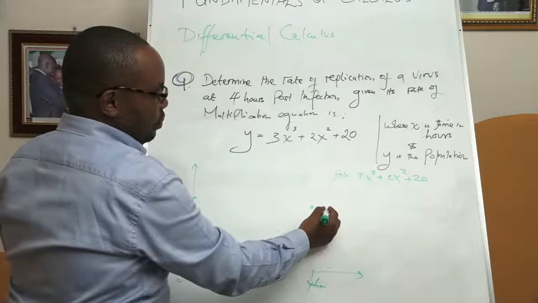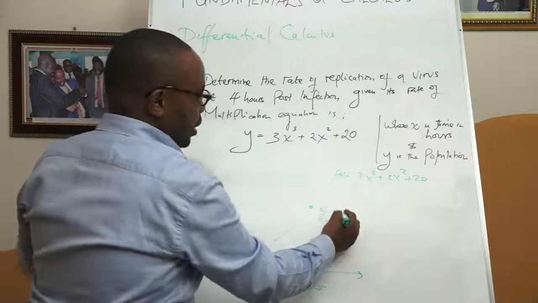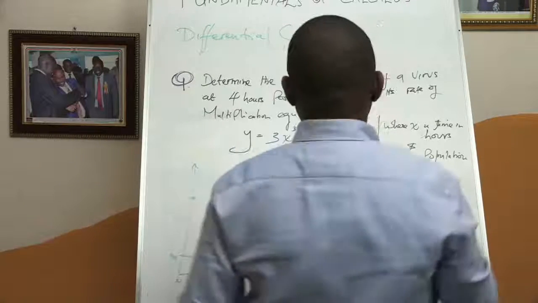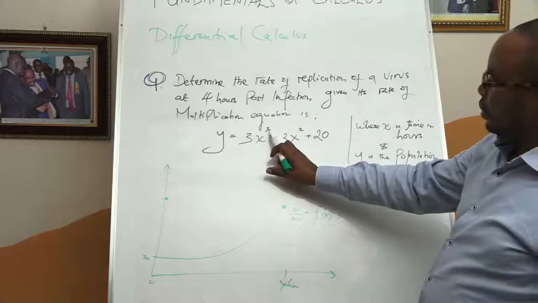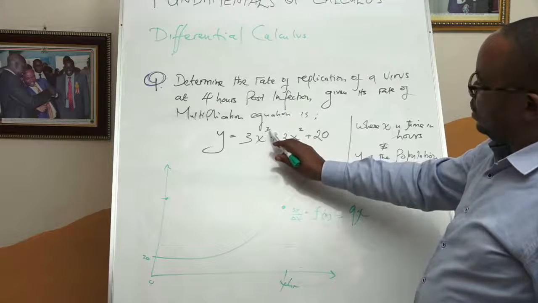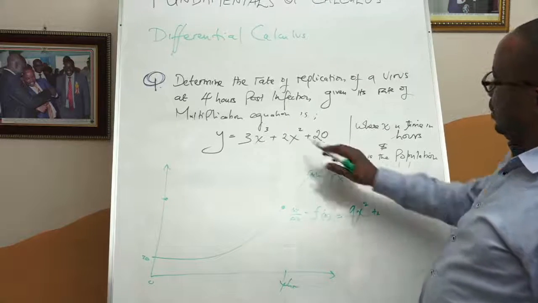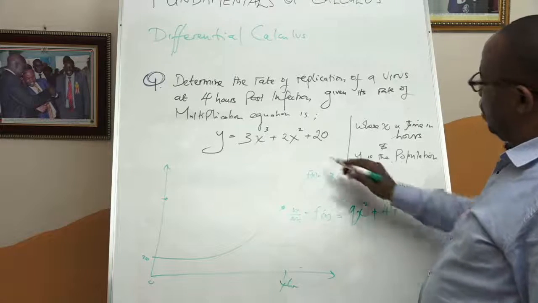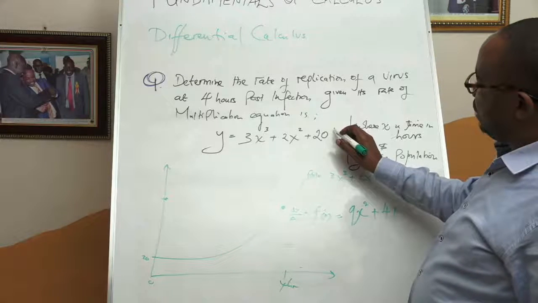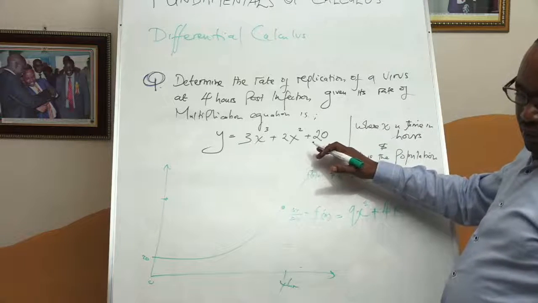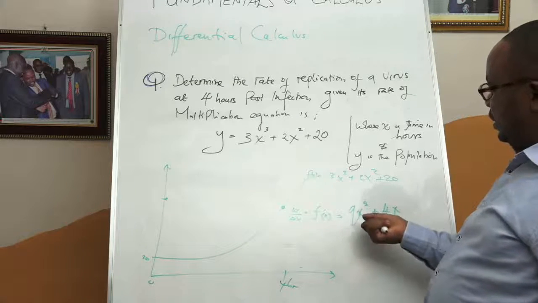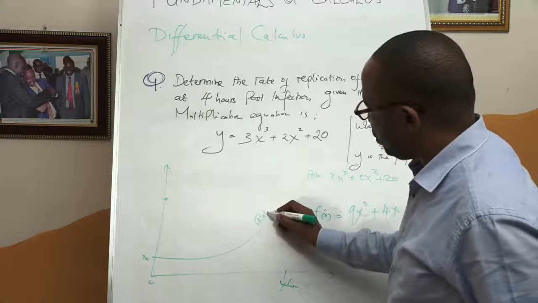The rate of growth here is change in y over change in x, which is our f prime, our derivative. And for our derivative, we use the power rule. 3 multiplied by 3 is 9. X, 3 minus 1 is 2, plus 2 times 2 is 4, 2 minus 1 is 1. And the 20 is a constant, so we ignore it. So our derivative is this, and our derivative is the rate of growth, the rate of change.